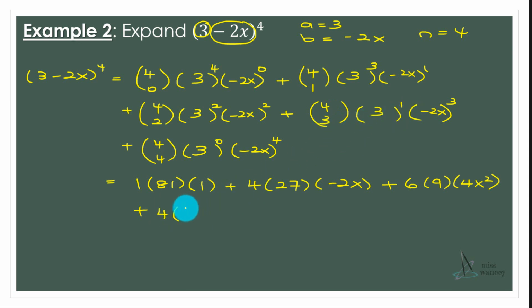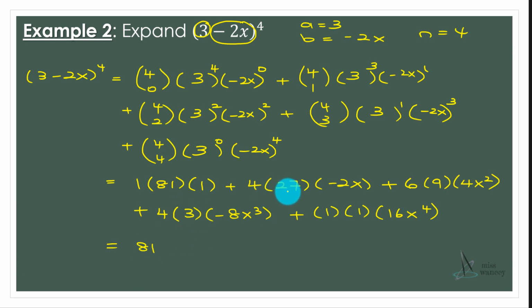3 to the power of 1, so this is 3. Negative 2x cubed, so negative 2 cubed is negative 8x cubed. Plus 4C4, so this is 1, and 3 to the power of 0 is also 1. Negative 2x to the power of 4, so that is 16x to the power of 4. Okay, so simplify them. 1, 81, 1, so this is 81.